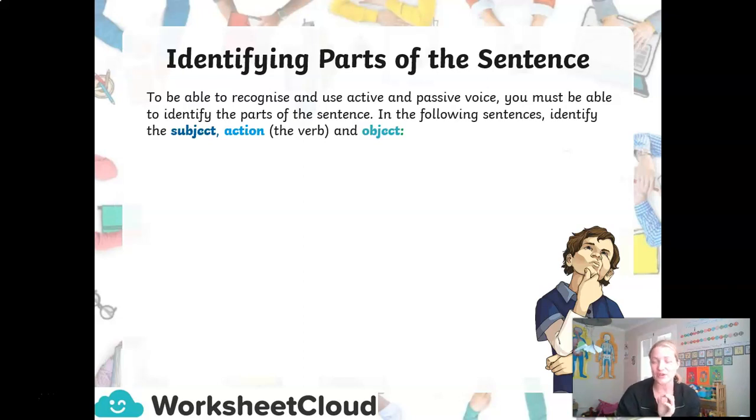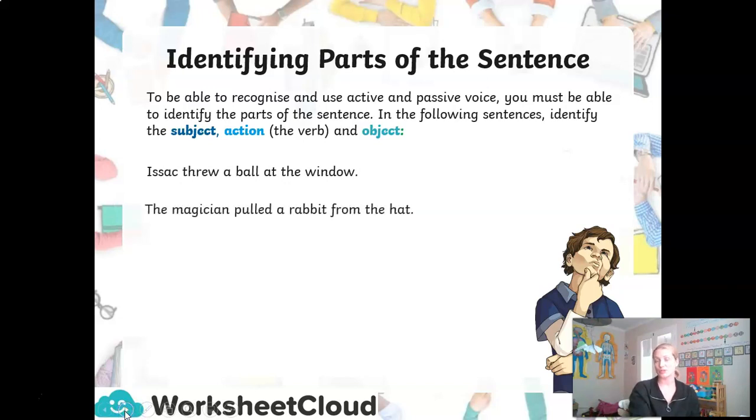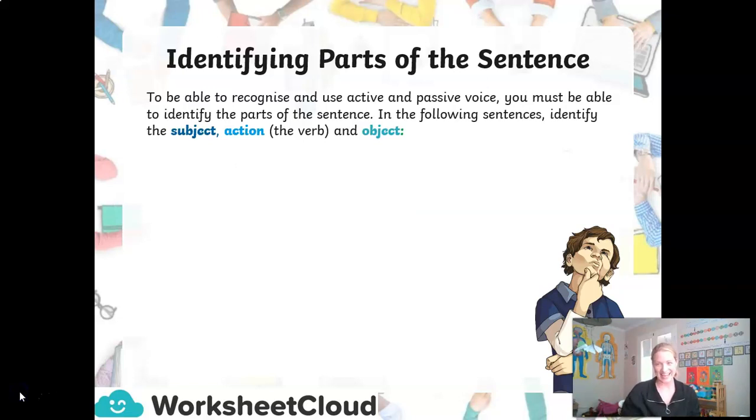So I'm going to give you 3 sentences now on your screen, and I'd like you to see if you can identify correctly the subject, the verb, and the object in each. So here they are. I have Isaac threw a ball at the window. The magician pulled a rabbit from the hat. Helen practiced her recorder every day. So take a couple of seconds now, maybe pause the video and see if you can correctly identify the subject, verb, and object in each of those sentences. Right, let's see how well you did.